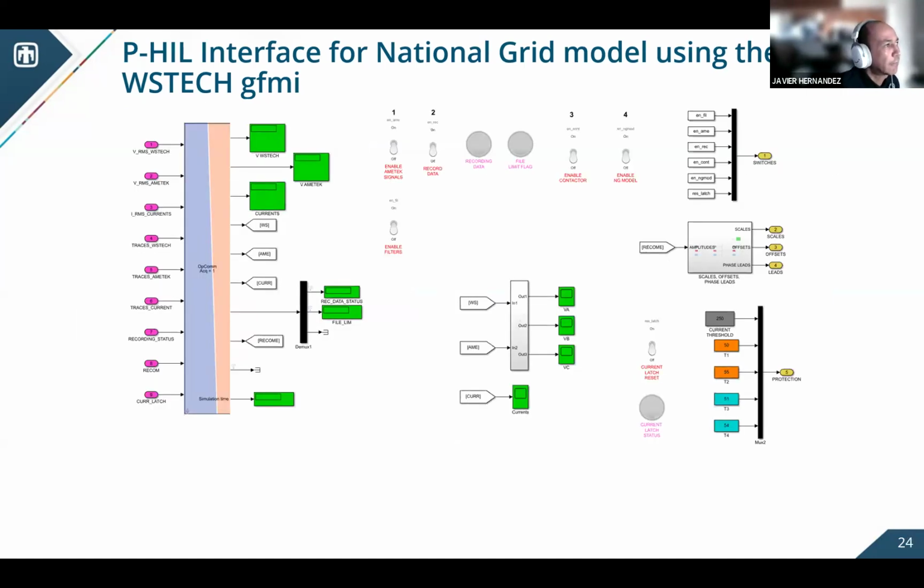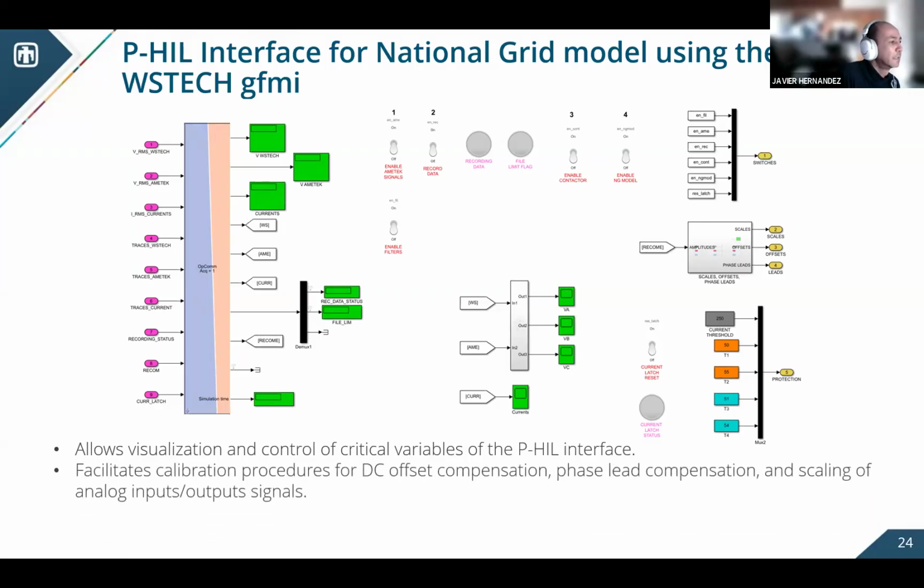The interface that we currently have for that one, notice that we have a lot of monitoring of the signals. We have full control of the enabling and disabling of the contactors of the simulation models. We have a dedicated section merely for protection, guys. So it's highly advisable that you have a console where you have the capacity to react fast in case the system goes unstable. It allows visualization of the control in critical variables. It also facilitates the calibration procedures for the DC compensation issues that we face with some of our sensors, phase lead compensation, and the proper scaling of analog input signals between the hardware and simulation devices.